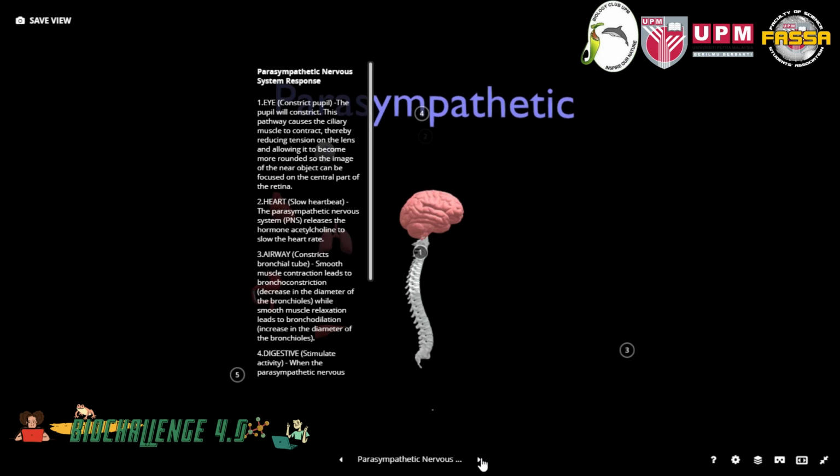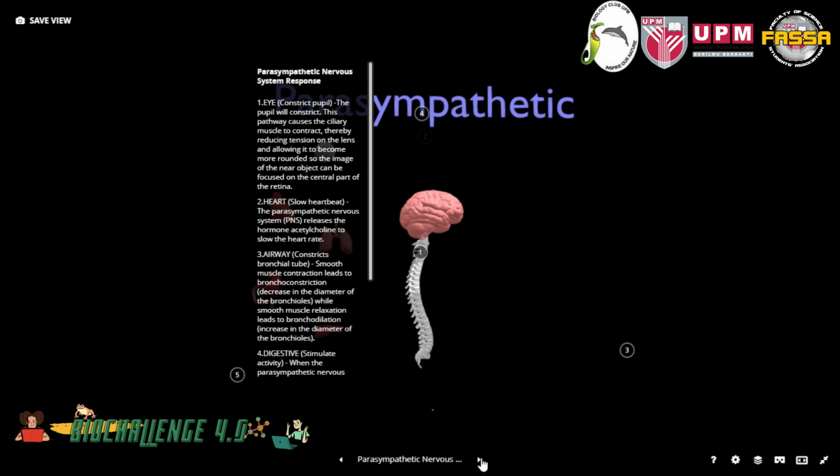Firstly, we can see the eye. The eye will constrict the pupil. This is the pathway that causes the ciliary muscle to contract, thereby reducing the tension on the lens and allowing it to become more rounded, so the image of a near object can be focused on the central part of the retina. Next, we go to the heart. The heart will slow the heartbeat. The parasympathetic nervous system releases the neurotransmitter acetylcholine to slow down the heart rate.